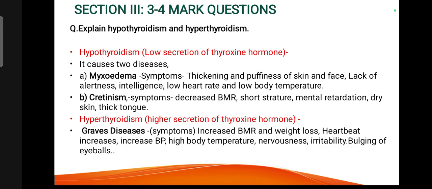In hyperthyroidism, it is also called as Graves' disease. The symptoms are increased BMR, weight loss, heartbeat increases, increase in BP, high body temperature, nervousness, irritability and bulging of eyeballs.